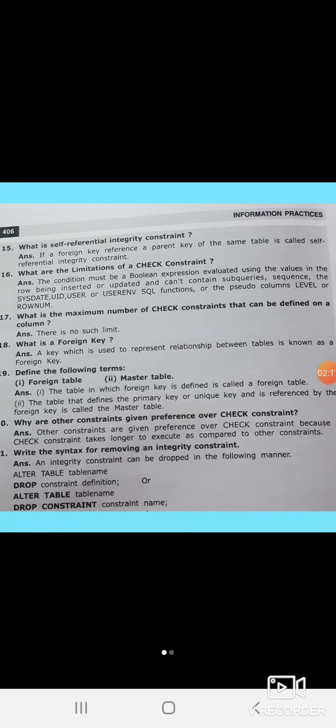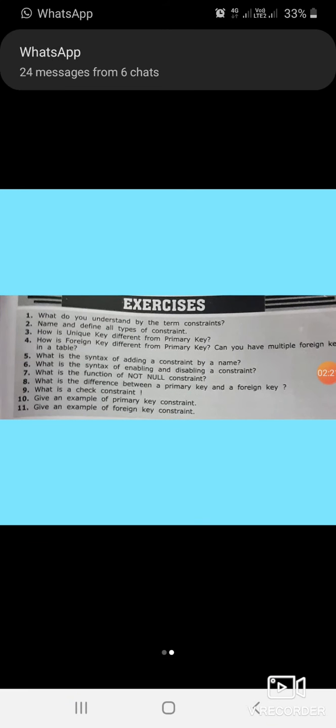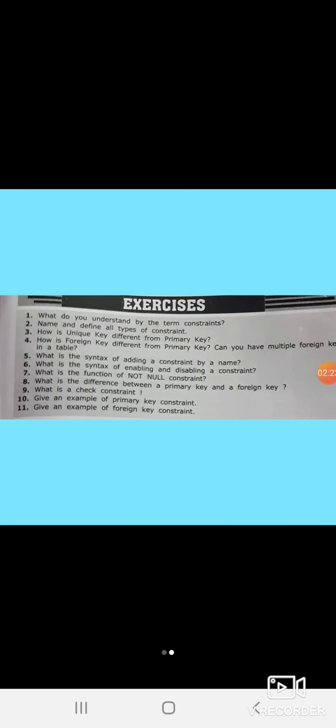These were some questions related to DBMS. Now, today I will give you an assignment in the form of some questions which you will do at your home. Students, you are required to note these questions and write their answers. Question number one is: what do we understand by the term constraints? Name and define all types of constraints.